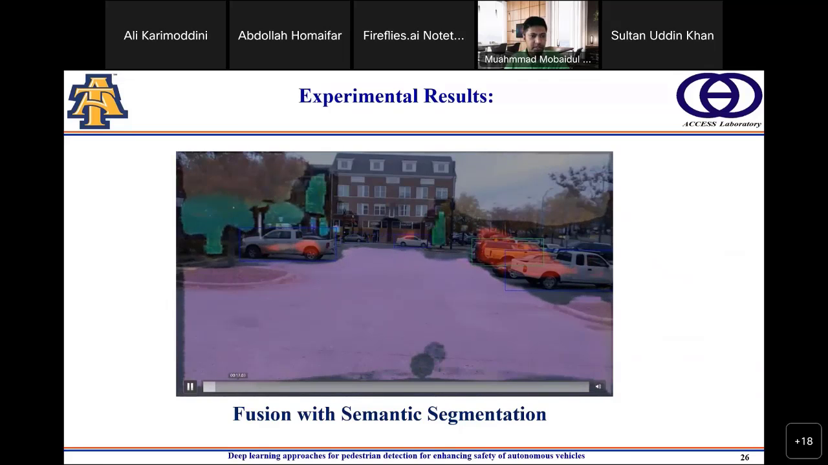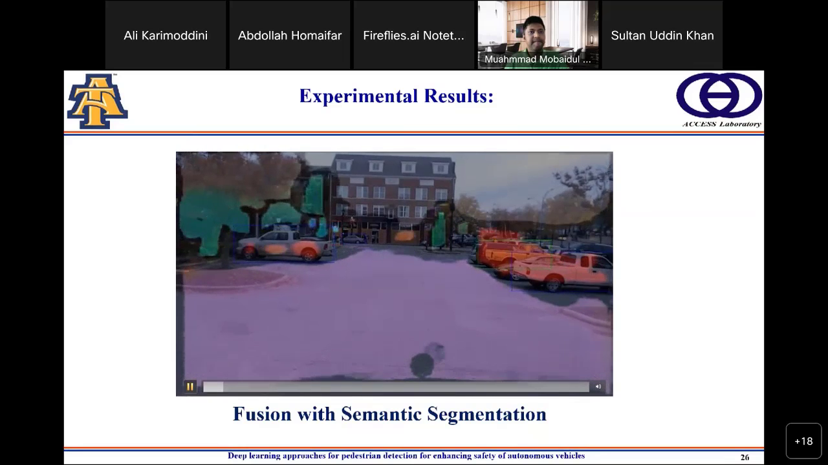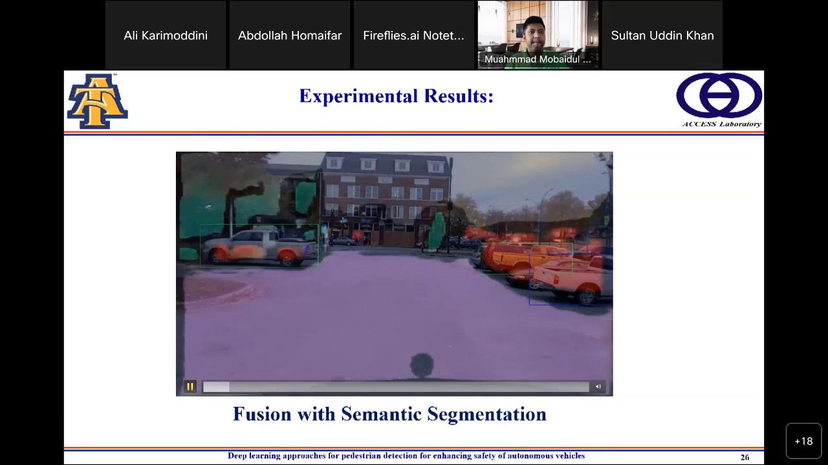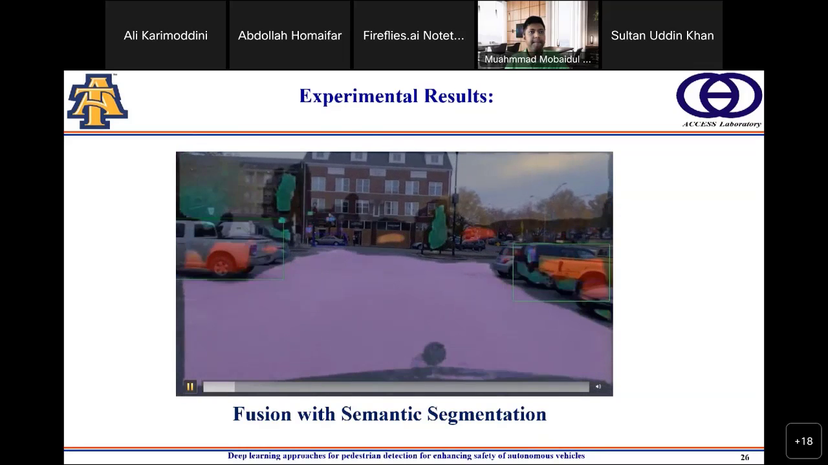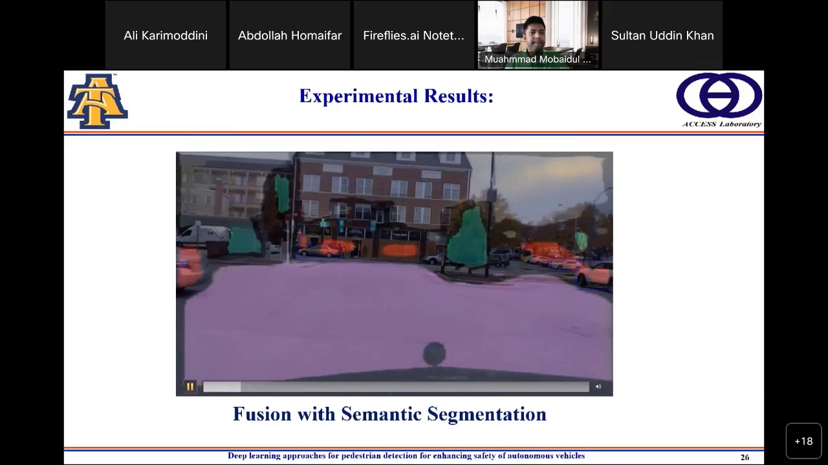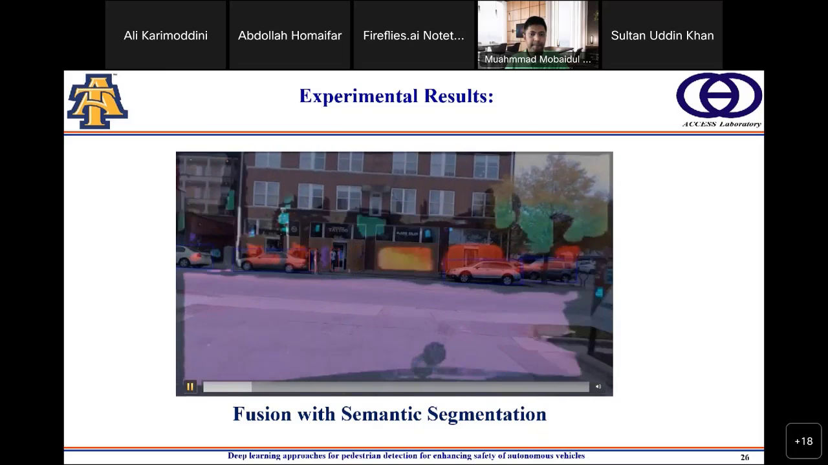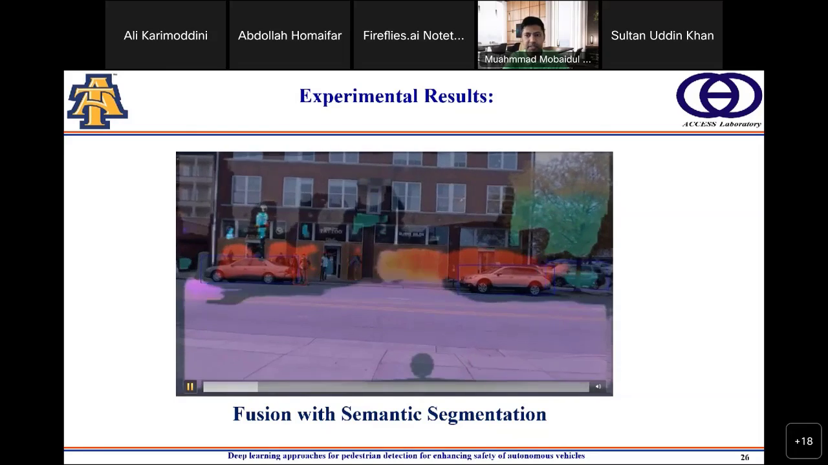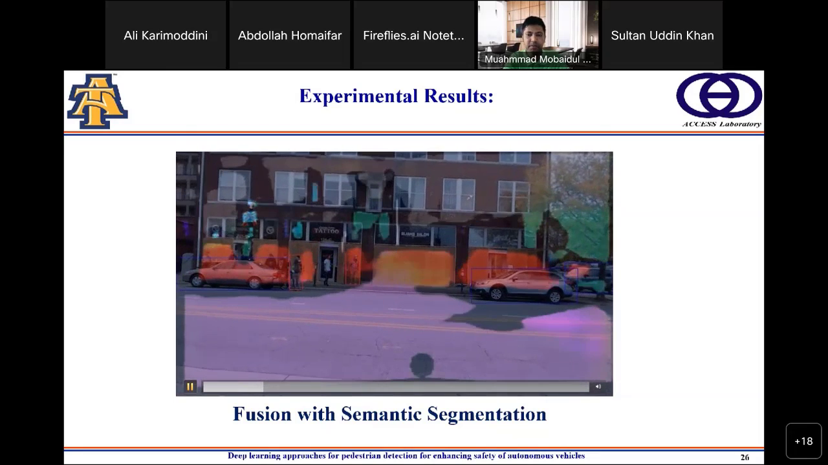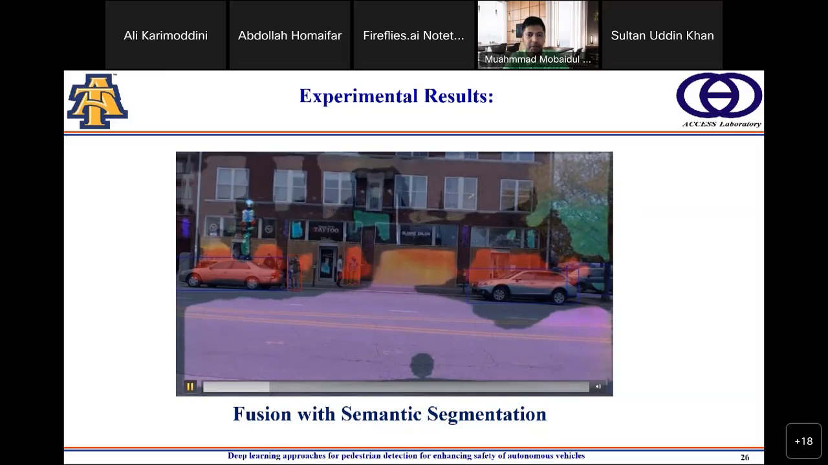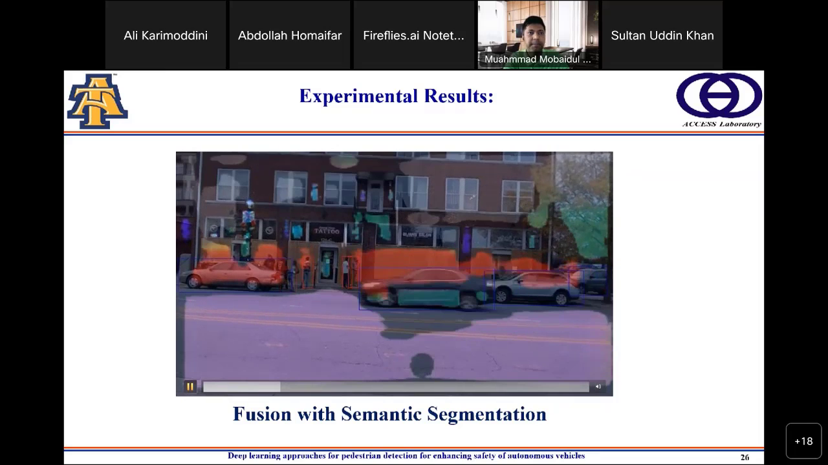So here is a video demonstration of our method. Although there is noisy information from the semantic map, the fusion framework improved the detection performance. And the red bounding box represents the fusion result after improvement.